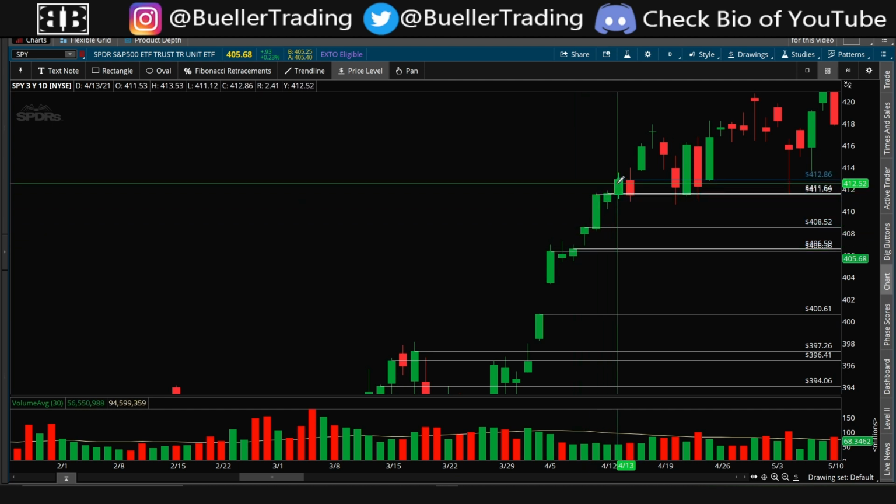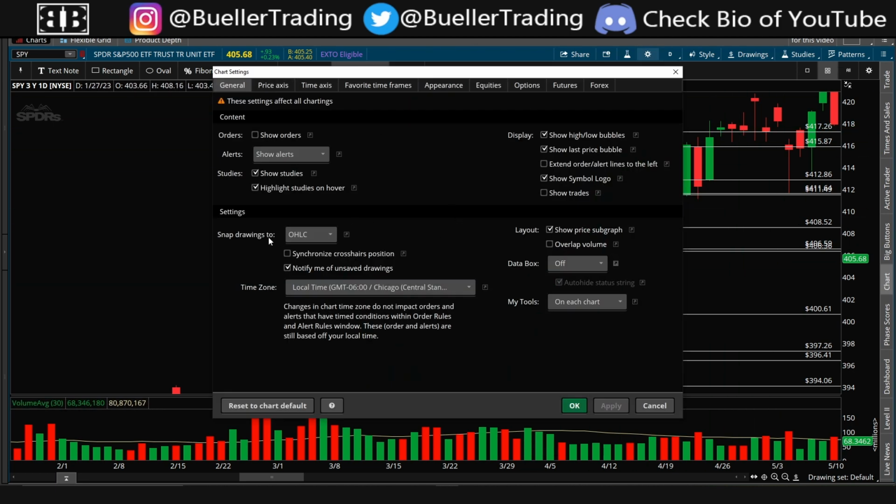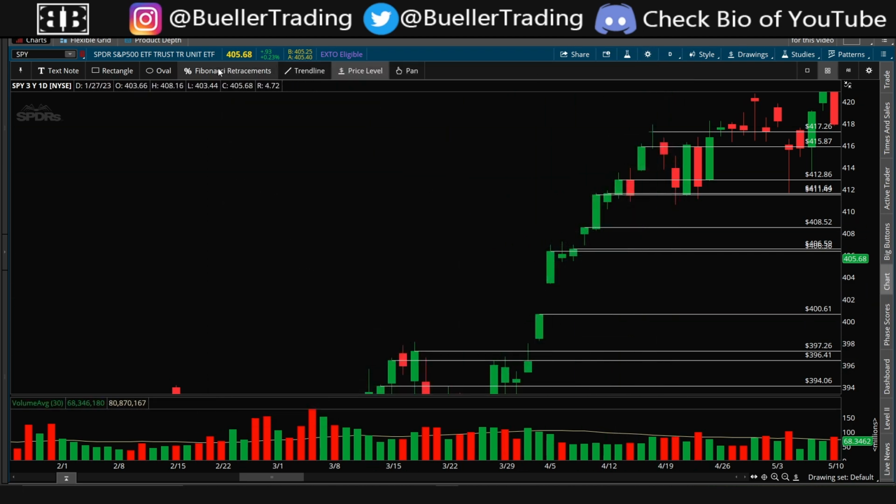Tons of levels to add real quick, so we're just going to smack all the emerging candles on real quick. And by the way, if you're wondering how you're clicking those so quick, go to your cogwheel settings here. If you go to Snap Drawings to OHLC, click Apply, then click OK, you can actually snap your clicks really easily, a lot quicker too.